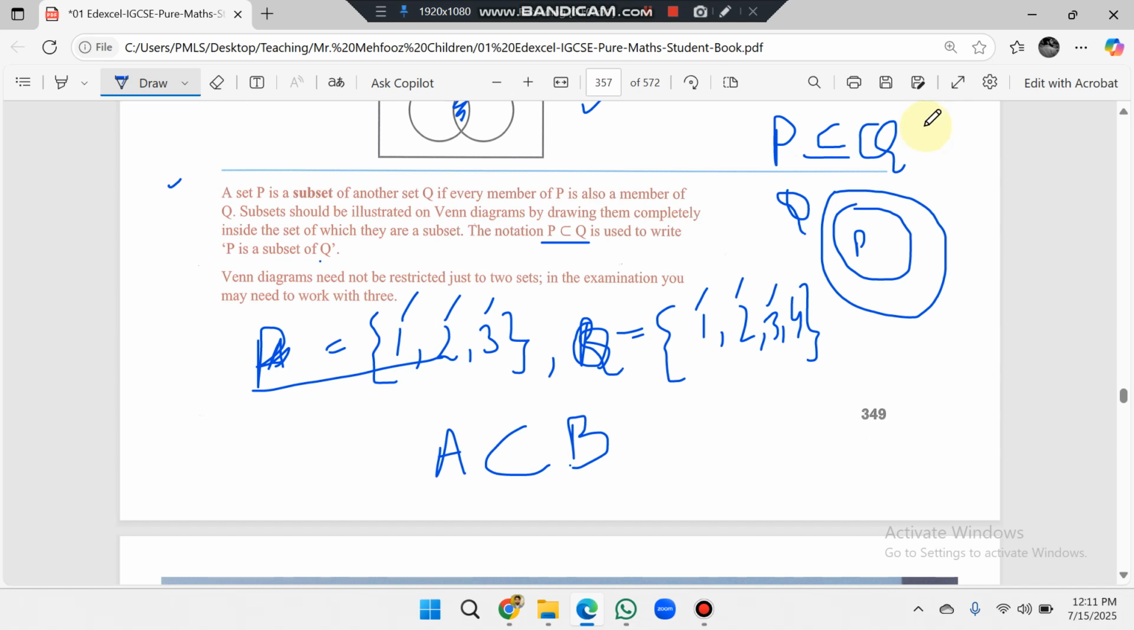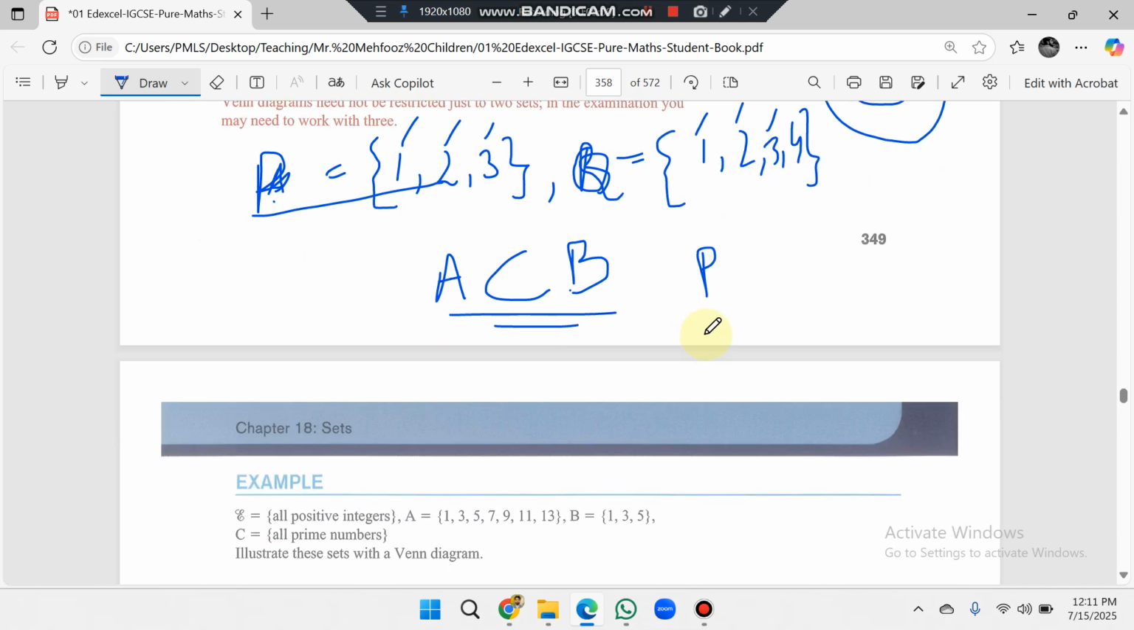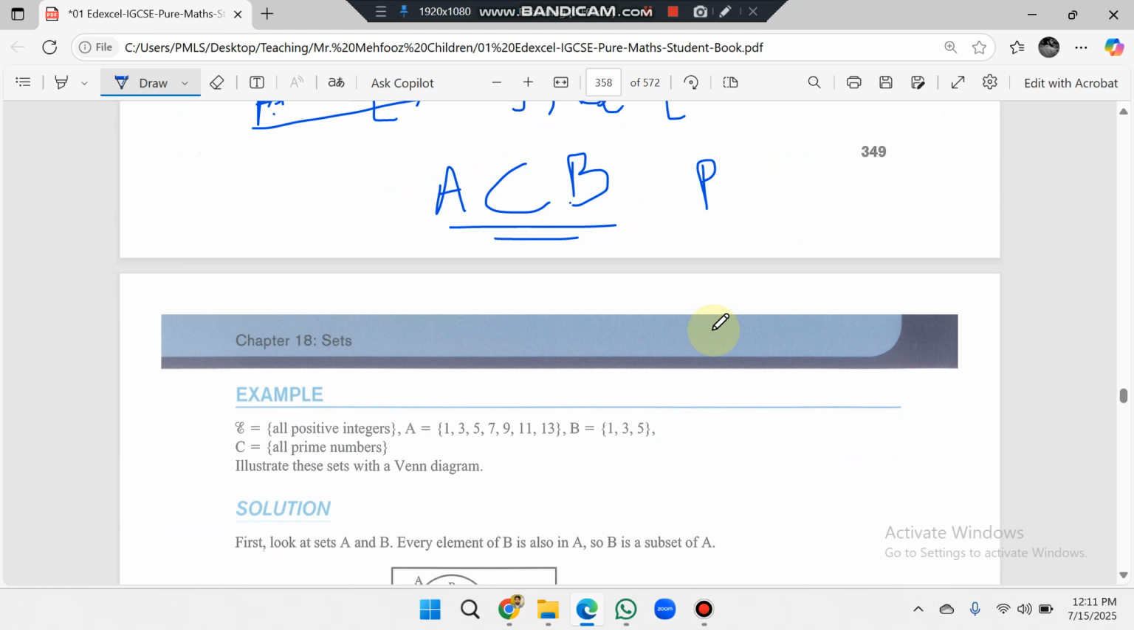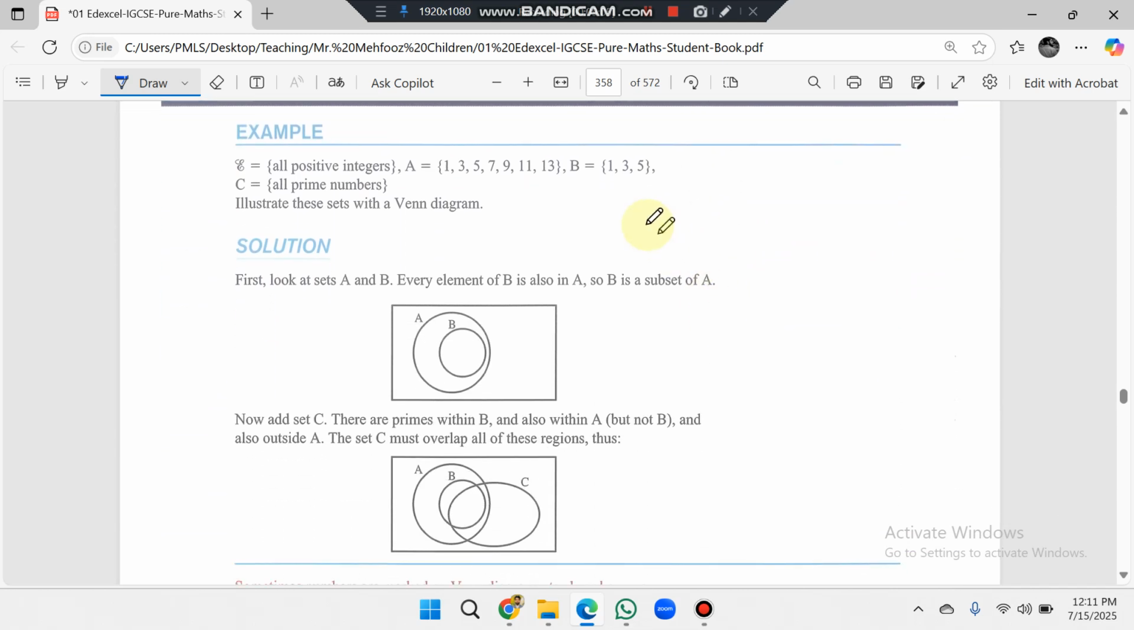So this notation is used for P is a proper subset, right? And this is used for P is a subset. Proper subset means that P contains at least one less element than Q. So it means that P is a proper subset of Q. If P and Q are equal, you can see that they are subsets of each other also. Okay? Do you understand? Yes. Okay. Next is the example.